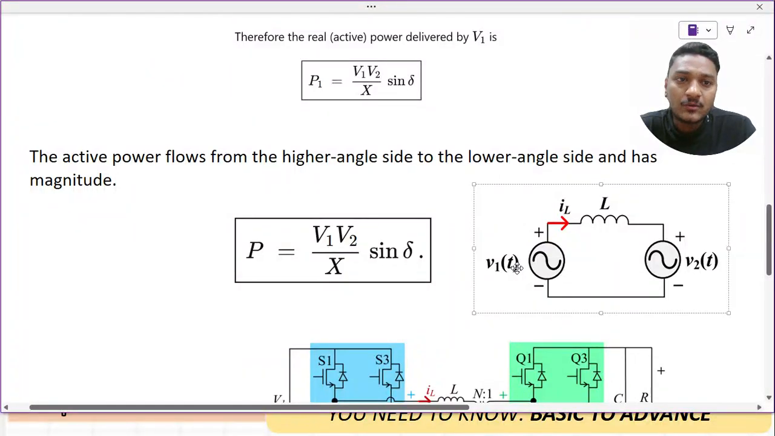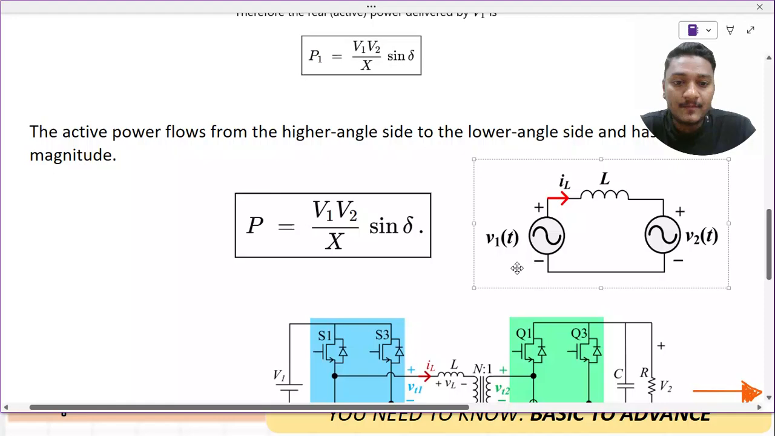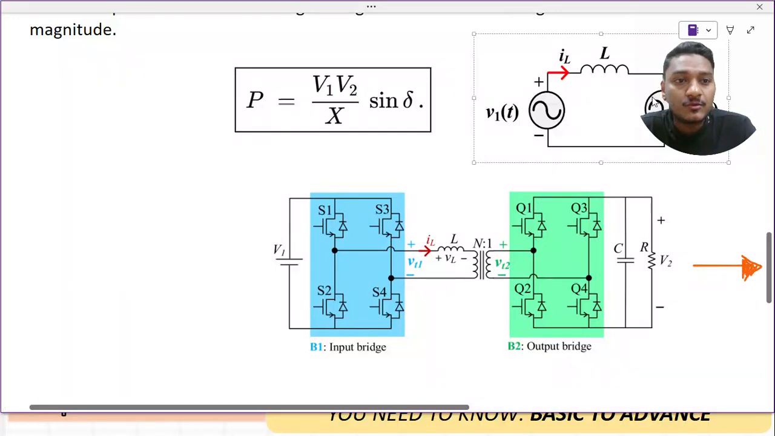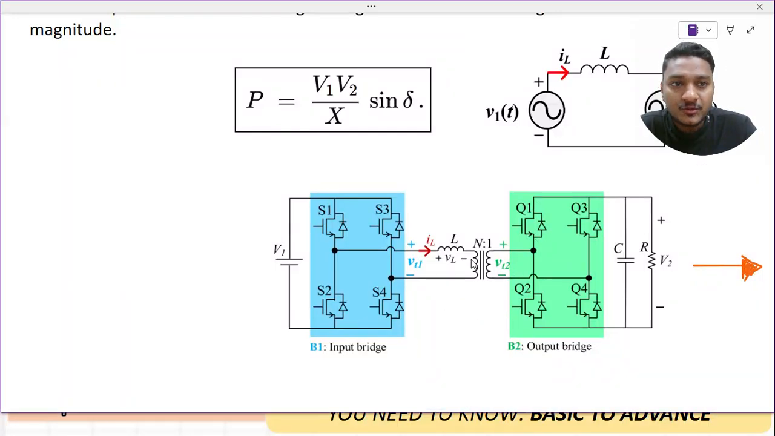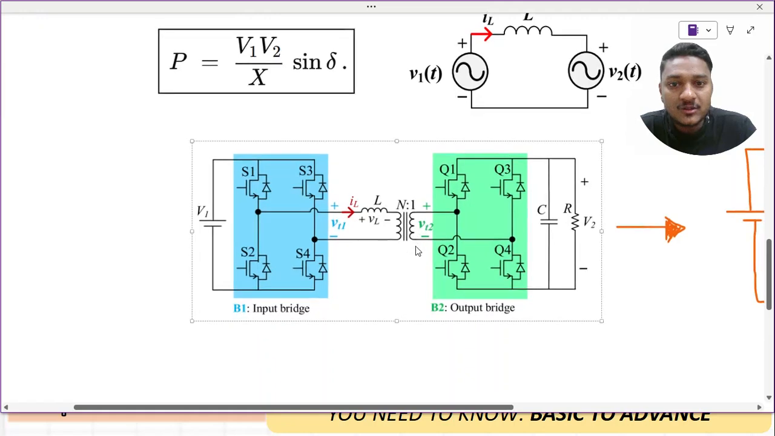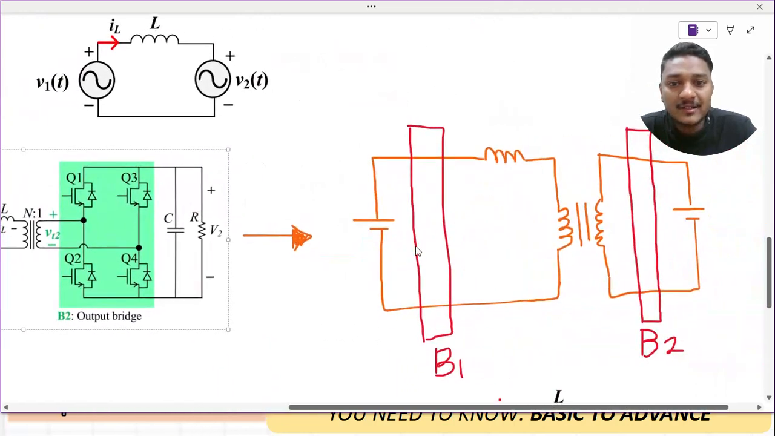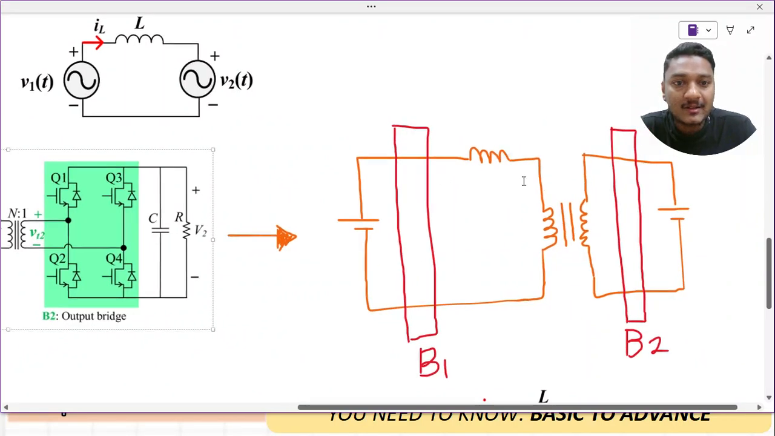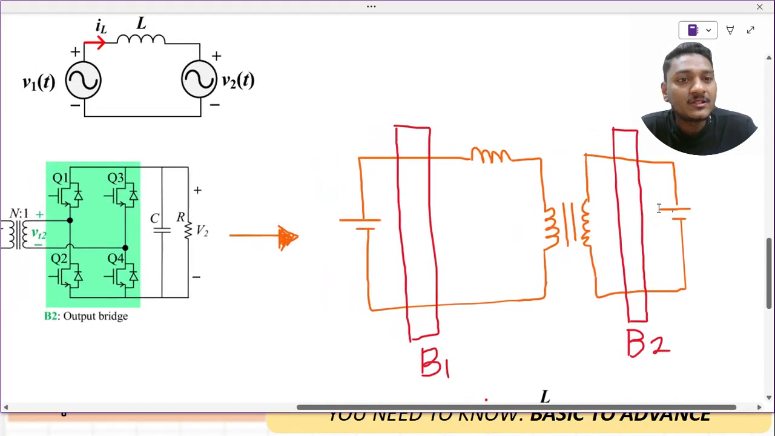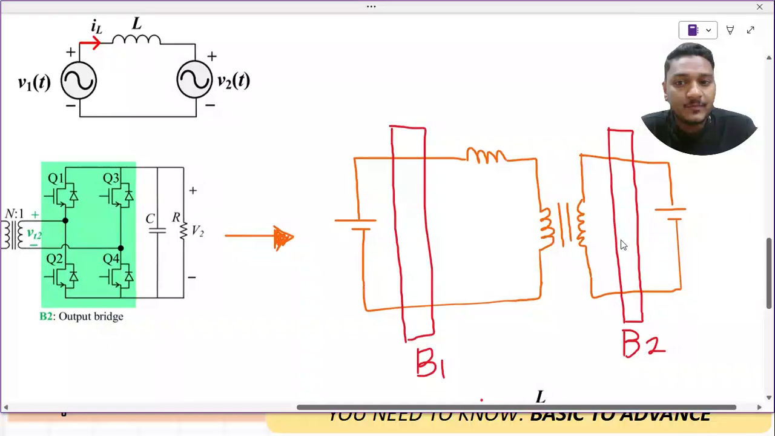I hope till this point we have understood how power is flowing. Now, can we extend this same concept to the DAB converter? That we are going to see. This is my DAB converter. So how exactly is the DAB converter? We have some voltage here, then the bridge one, then an inductance, then a high frequency transformer, then another bridge, and then another voltage V2, which is either a resistive load or it can be a battery.